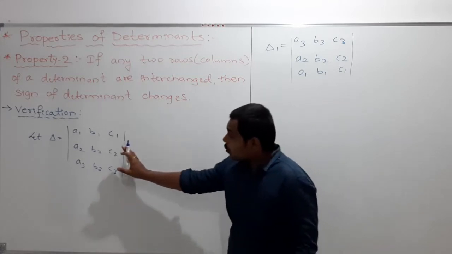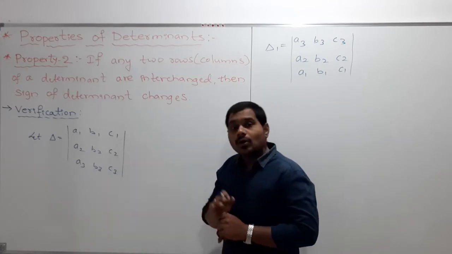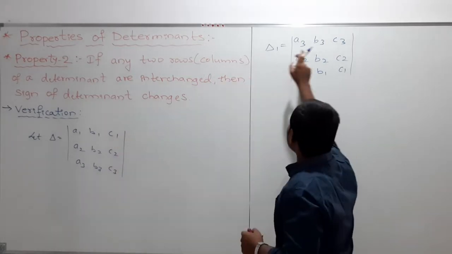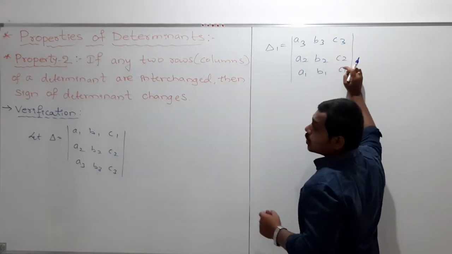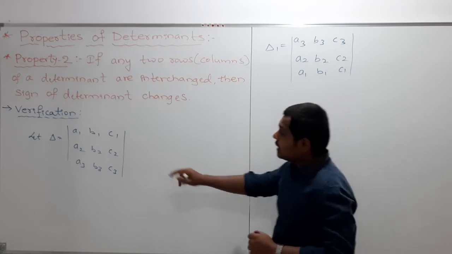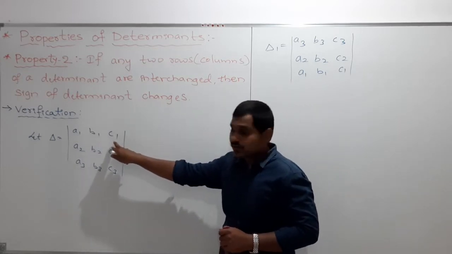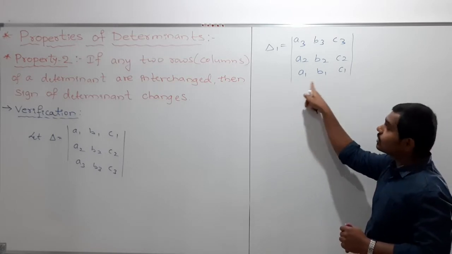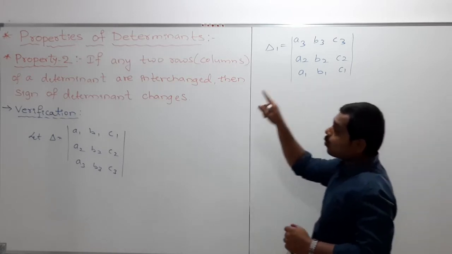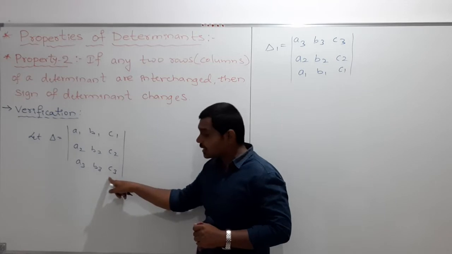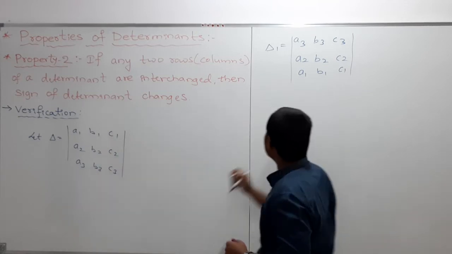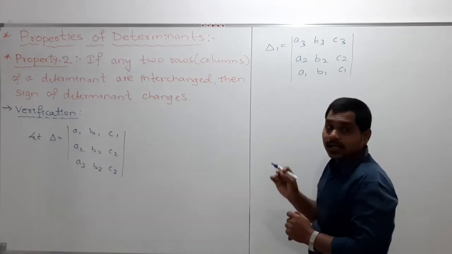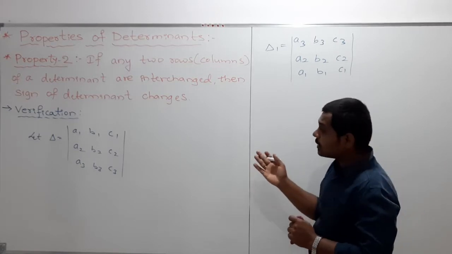This is the one determinant I considered. Now what I did here, from this determinant I interchanged row 1 and row 3. Whatever I have in place of row 1, I wrote in place of row 3. The third row elements, A3 B3 C3, I shifted to the first row. Please try to identify the difference.